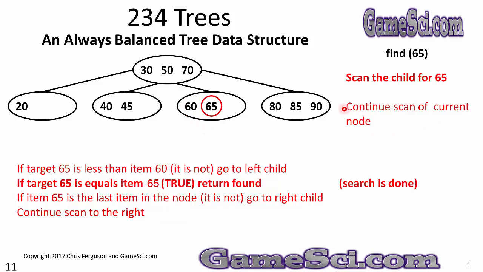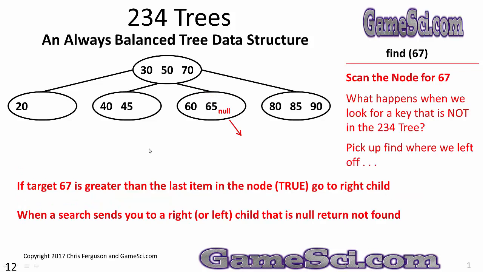Continuing the scan of the child for 65. Is my target less than 65? No, it is not. Forget about the left child. If the target 65 is equal to item 65, that's a true statement. We have found our match. It's time to return true. Remember, I bold the text of the option that I take. The search is done. We have found our 65. It's time to finish the search.